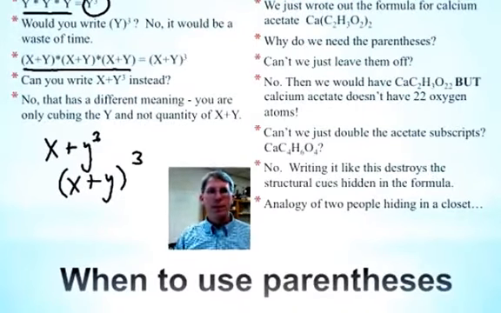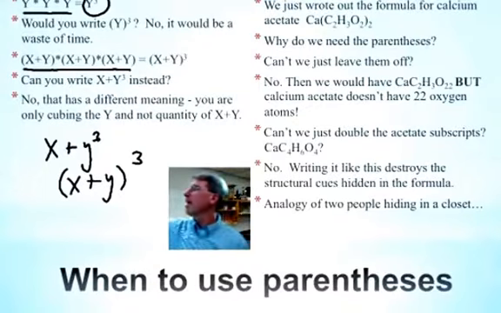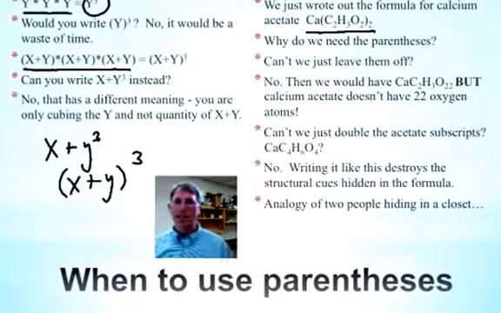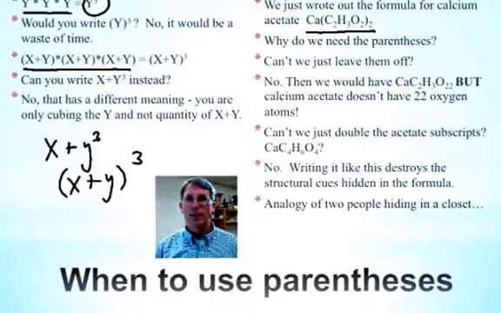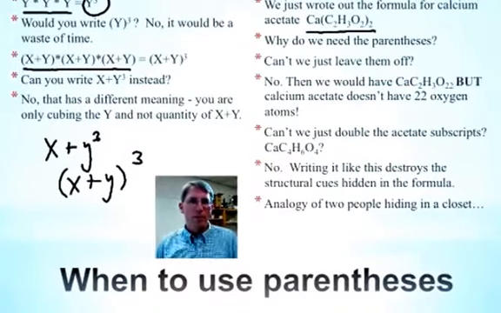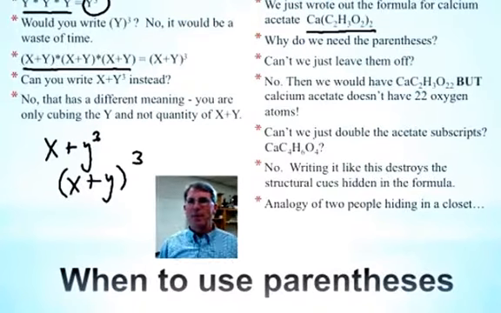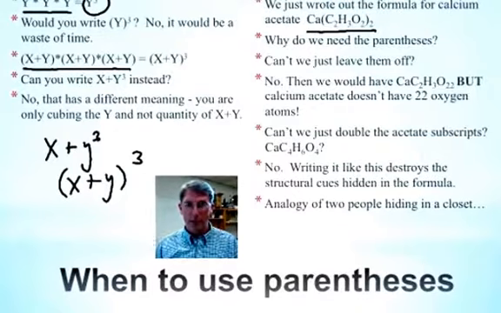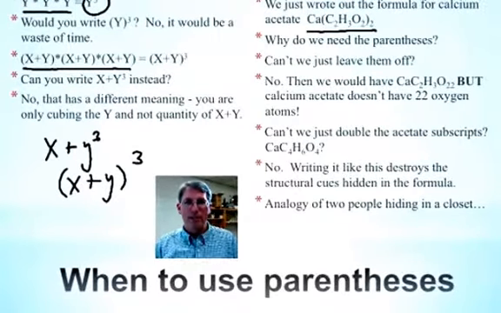Now, when we go to chemistry class, before we wrote out calcium acetate as Ca(C2H3O2)2, with parentheses. Okay, can we just leave them off? Well, we can't, because if we did that, we would wind up with CaC2H3O22. But we don't want to tell people that there are 22 oxygen atoms in a calcium acetate.